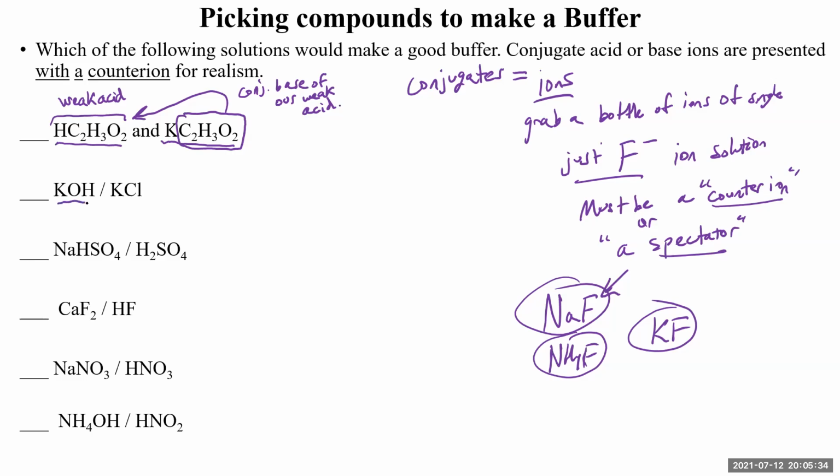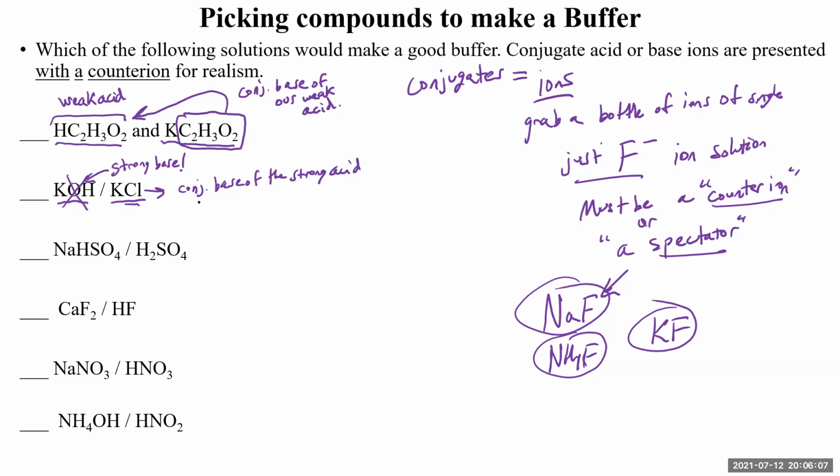How about the next one? We have potassium hydroxide and potassium chloride. Well, potassium hydroxide is a base. Okay, that's fine. But potassium hydroxide is a strong base. Automatically, that eliminates this. What about potassium chloride? Potassium chloride, if you were to see it as anything, is really just the conjugate base of a strong acid.